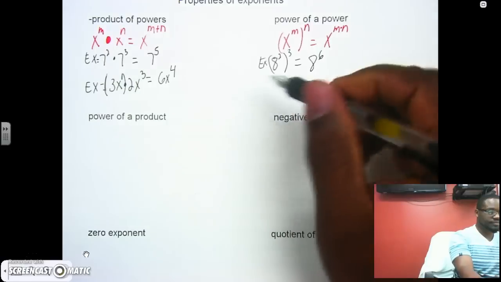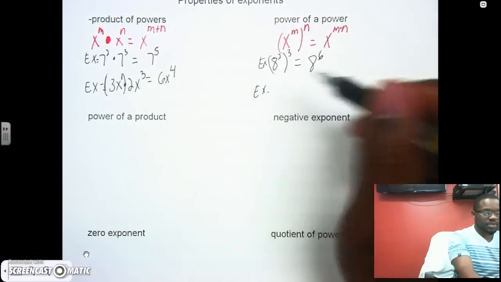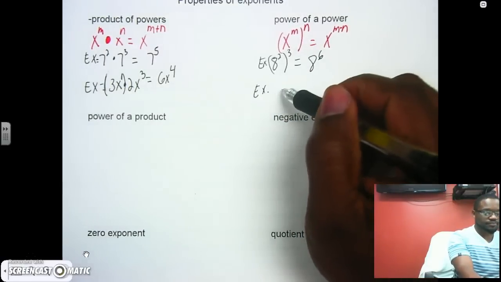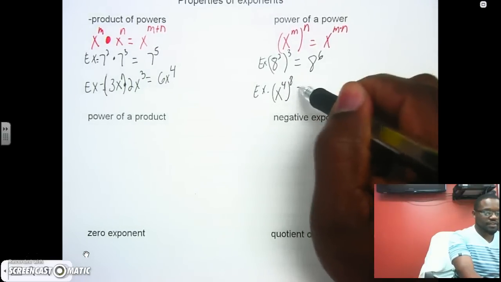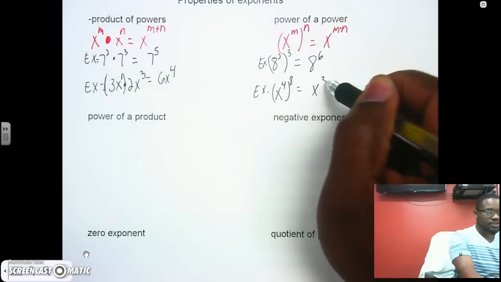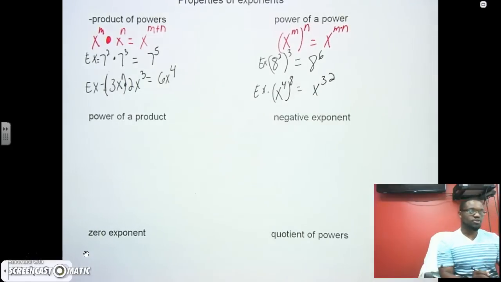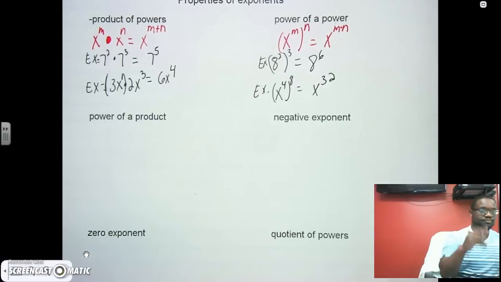Alright, another example would be x to the fourth raised to the eighth. That equals x to the 32nd, because you multiply. Alright? Let's keep moving.